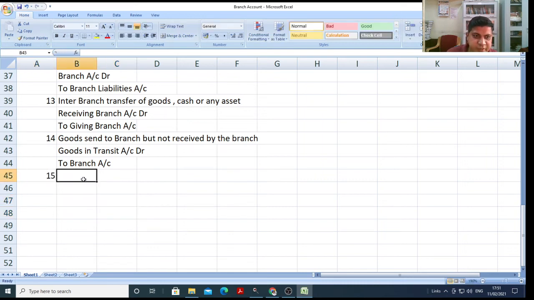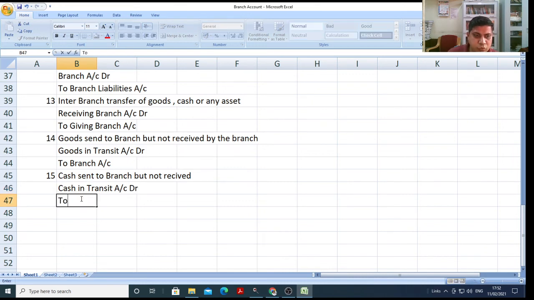Now next entry, cash sent to branch but not received. So here we can say that cash in transit account debit to branch account.